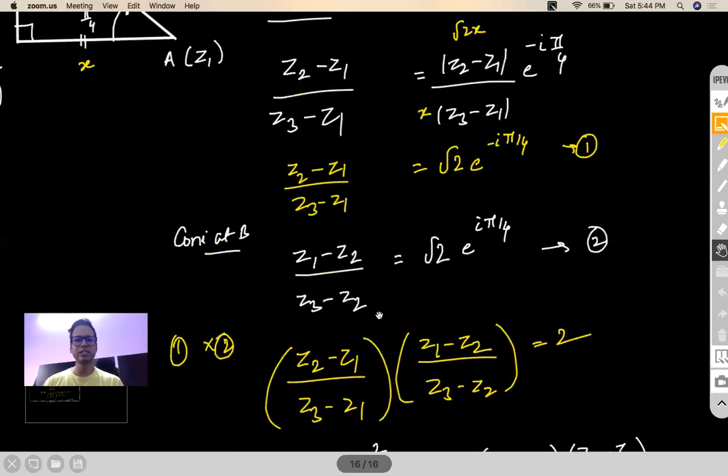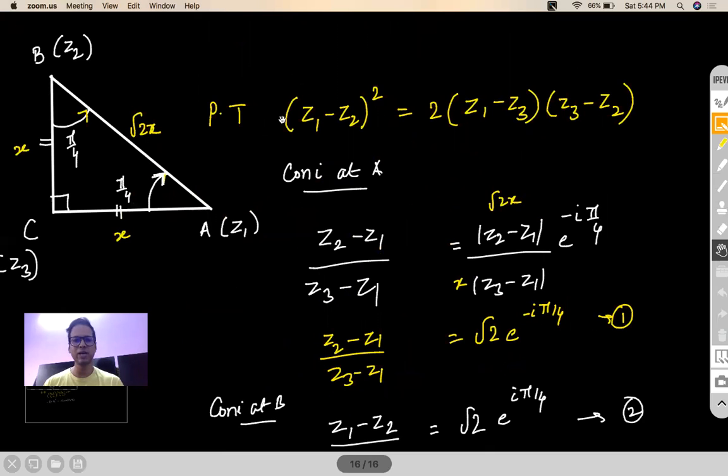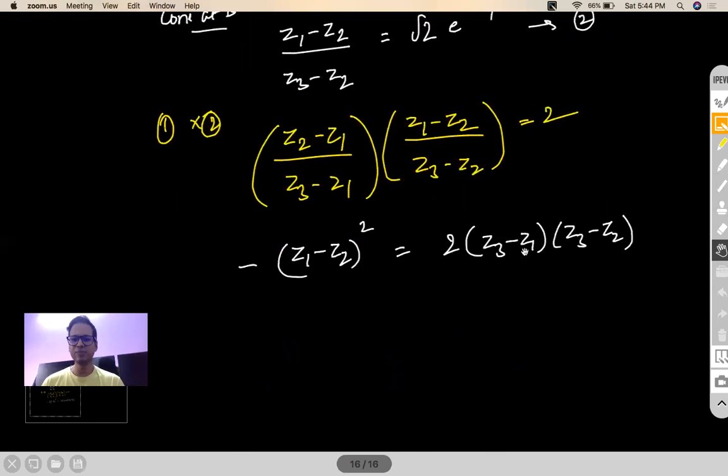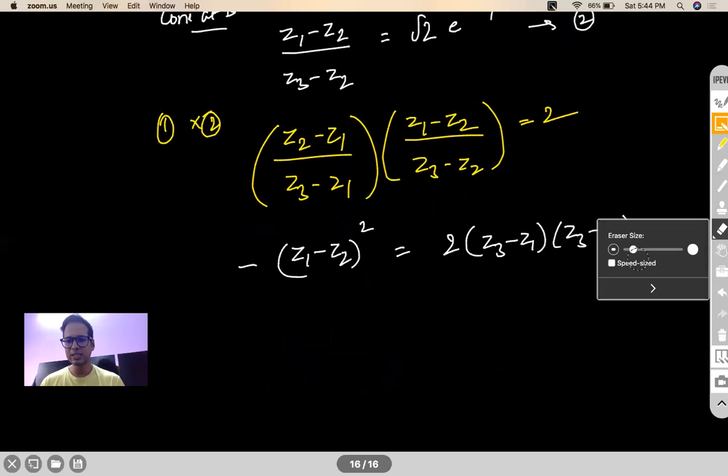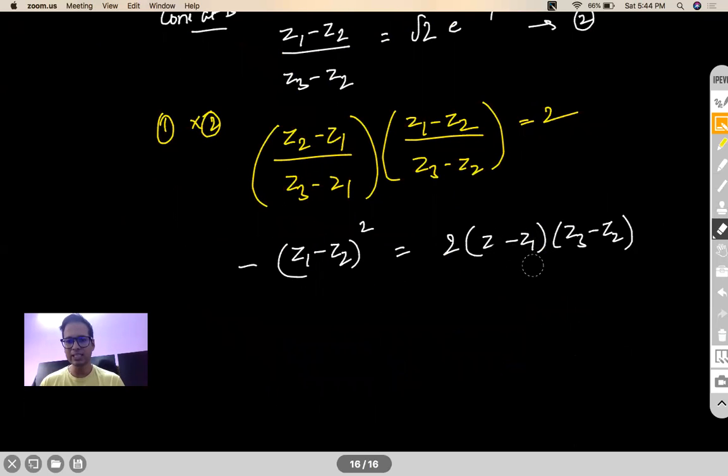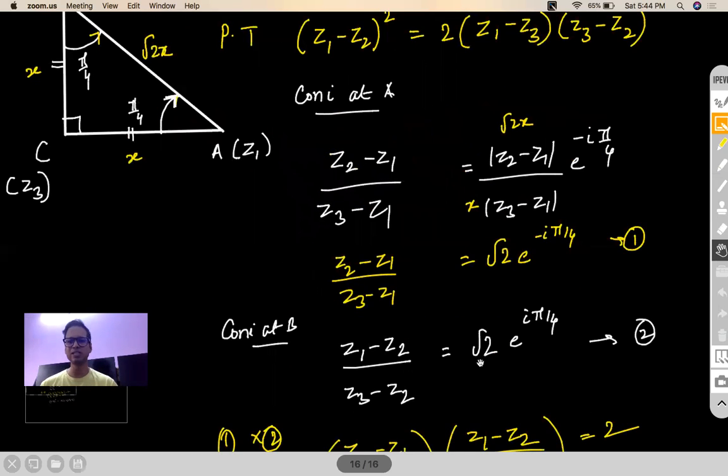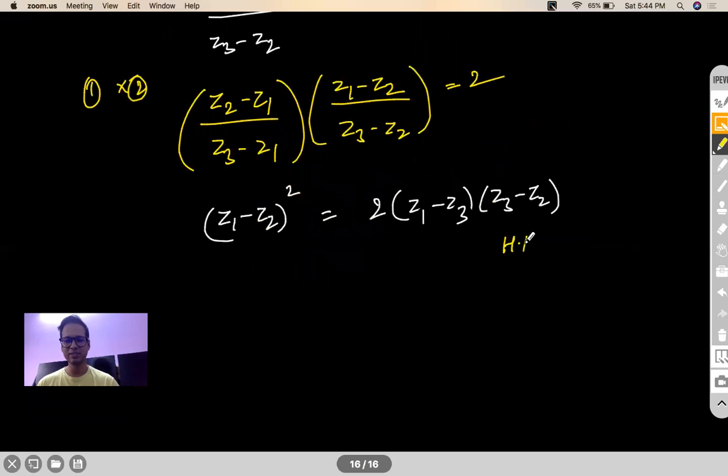Since the expression wants no negative sign here, you can just flip the position of these two, so you can make it Z1 minus Z3 and do away with this negative sign. So I think this is what they wanted us to prove, hence proved. Is this understood? Any questions, any concerns?